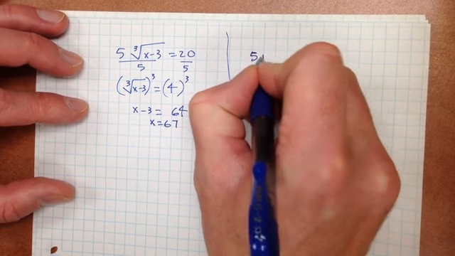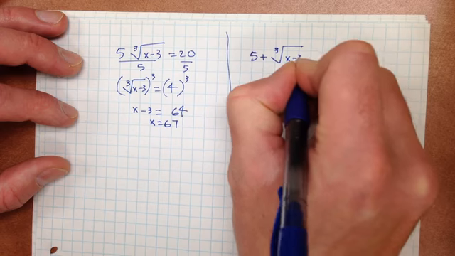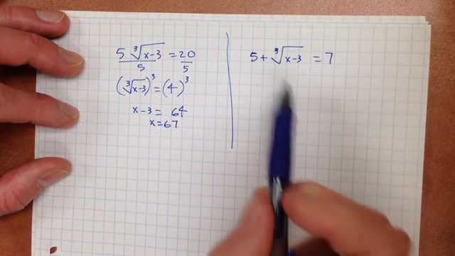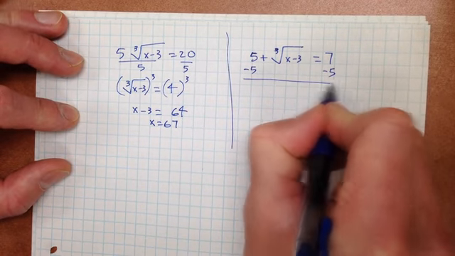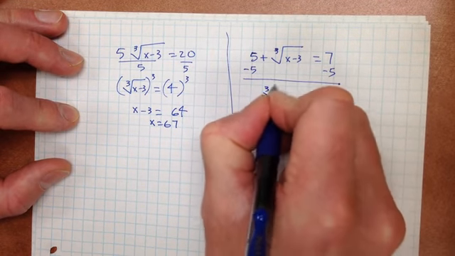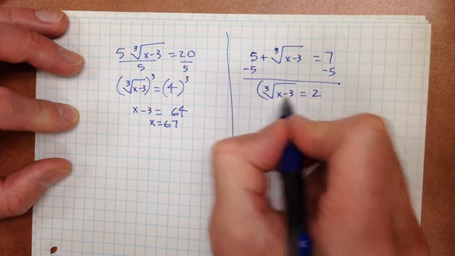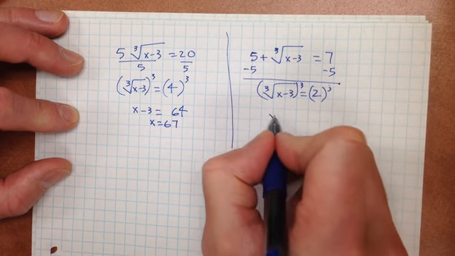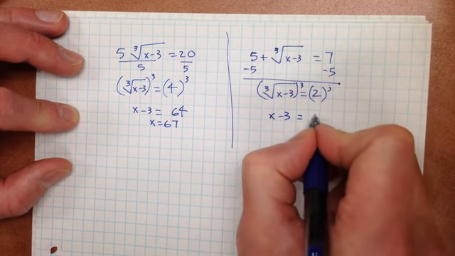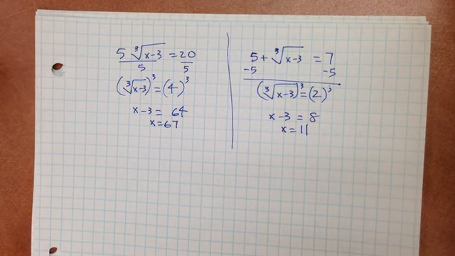Similarly, 5 plus the cubed root of x minus 3 equals 7. That's addition, so undo your addition first with subtraction. The cubed root, x minus 3 equals 2. Cube both sides. X minus 3 equals 8. Add 3. X equals 11.